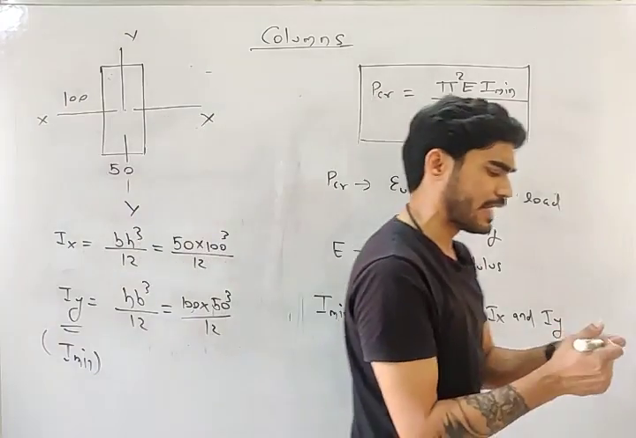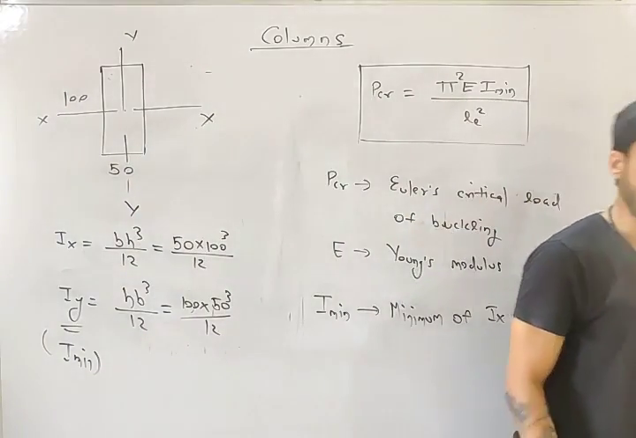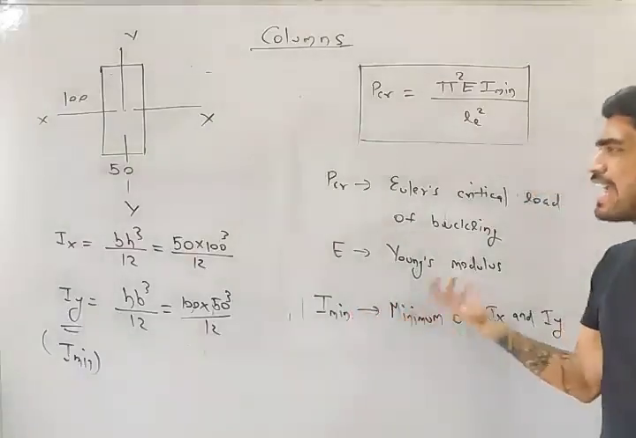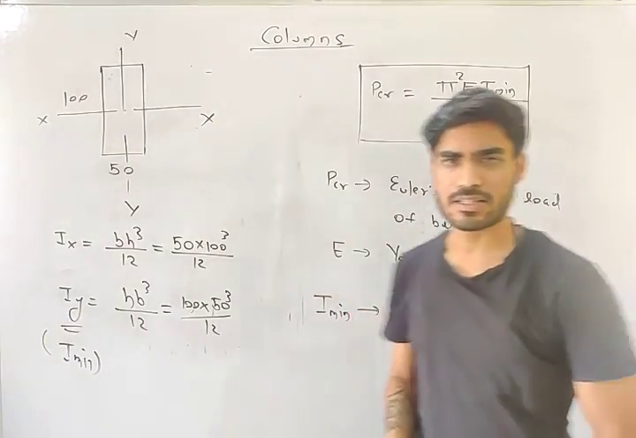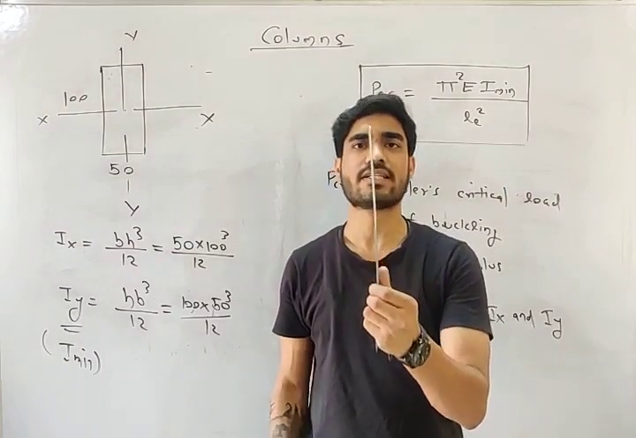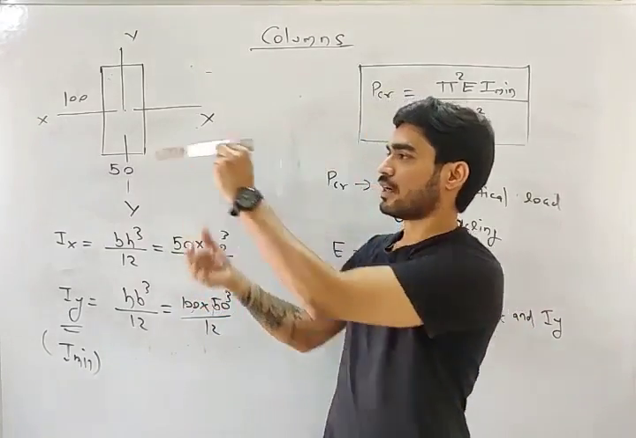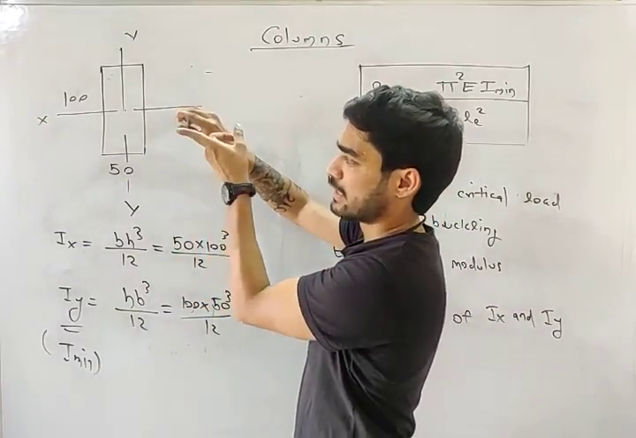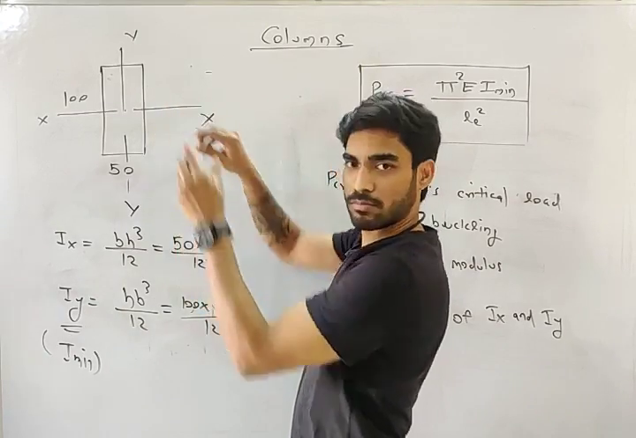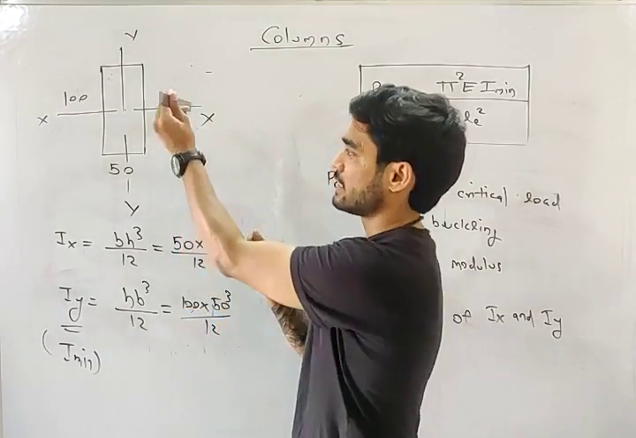Now, what is the meaning of this? Let's understand why I minimum. Let's say this is a column. Now look at this cross section. It is like this, right? Width is less and height is more. It is like this.